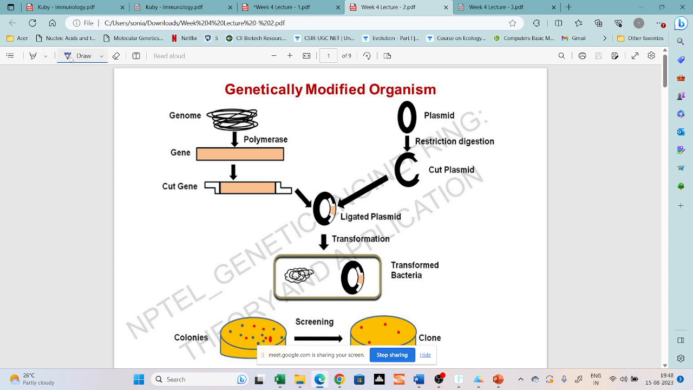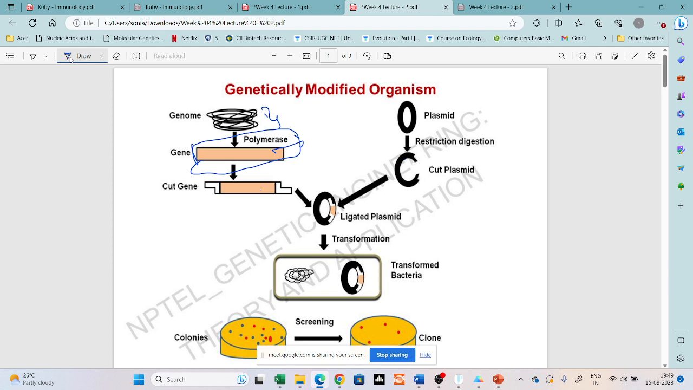So for producing a genetically modified organism, you need the genome. From this genome, you will isolate the gene of interest. Suppose the concentration of DNA is 250 nanograms or whatever. Then you will cut the DNA. And again you have a plasmid, you will digest it and cut the plasmid. The DNA and the plasmid you will cut with the same restriction enzyme.